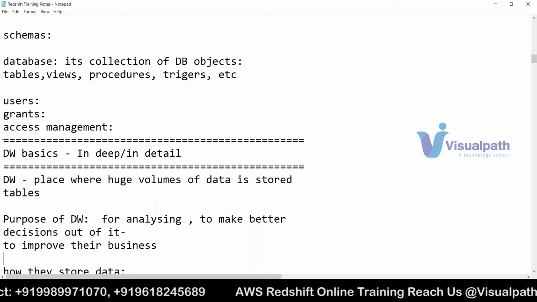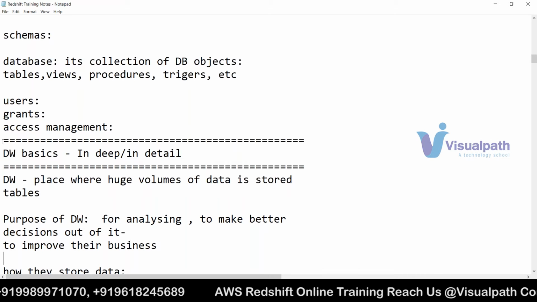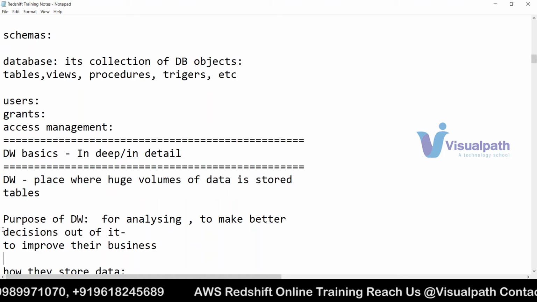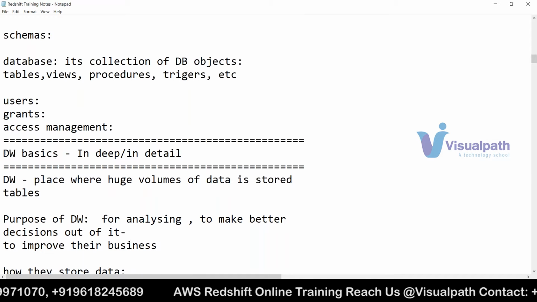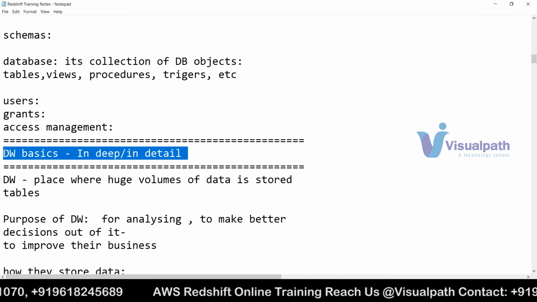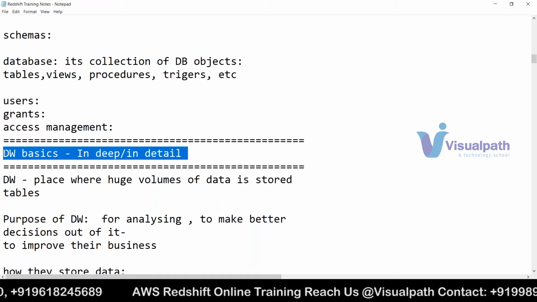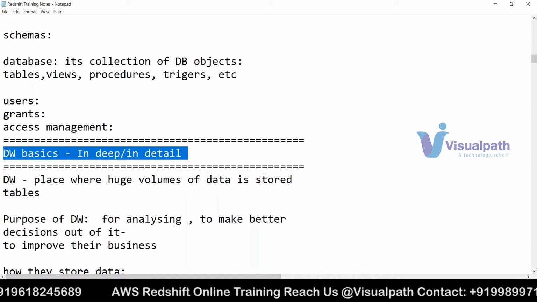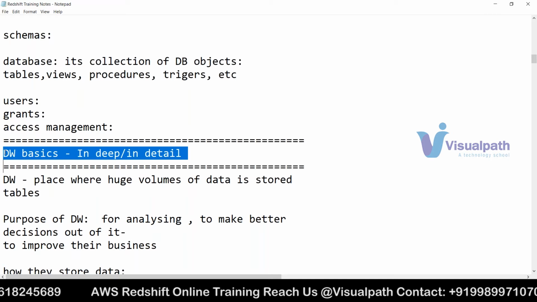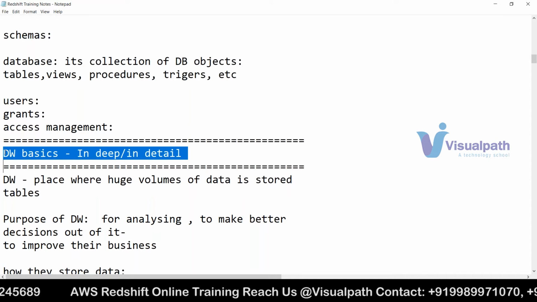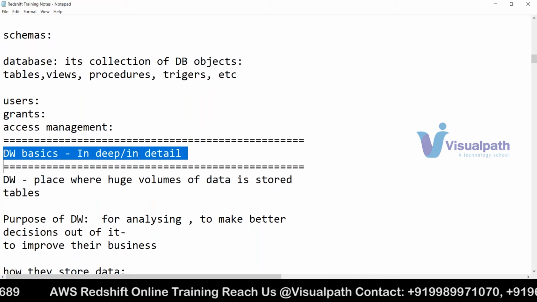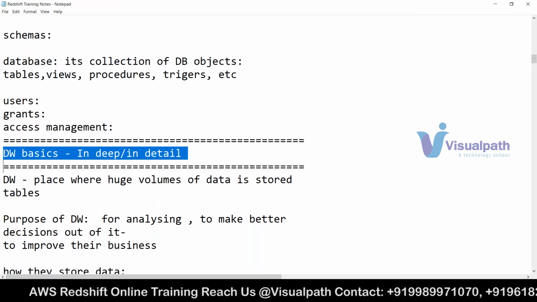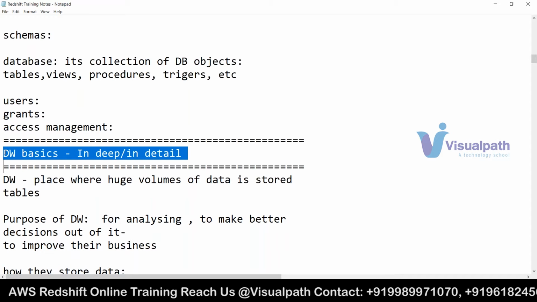So till yesterday we discussed databases, and today we will start the data warehouse. So where did the data warehouse come from? The data warehouse came from databases only. Databases have some limitations, meaning they can accommodate data only up to a certain extent, and after that they cannot give the expected performance.